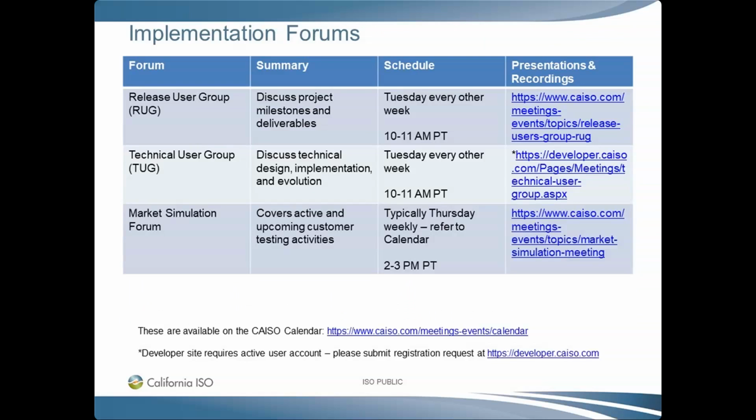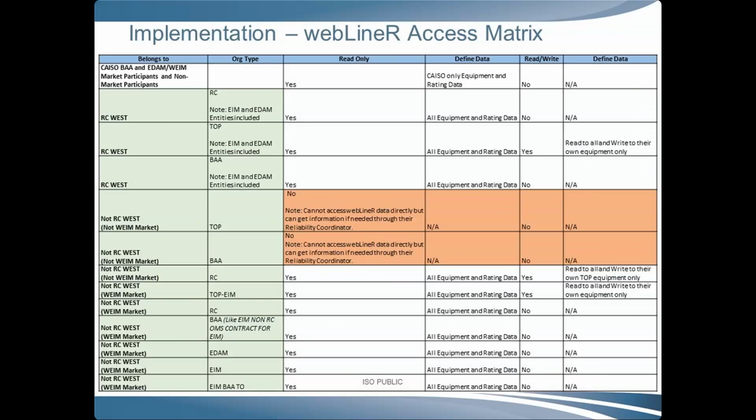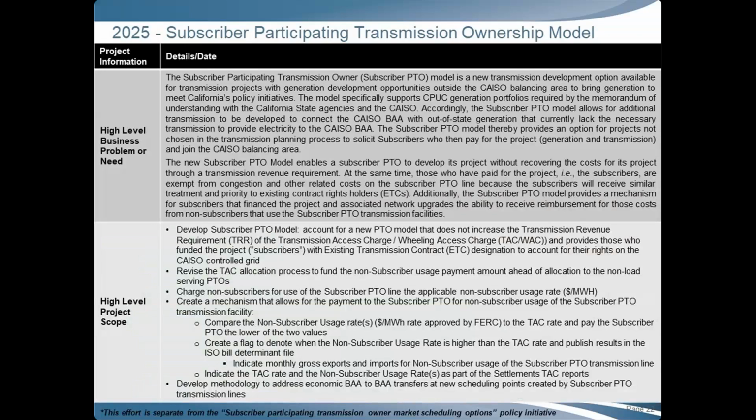And same here. And then these are just ways to get engaged and stay engaged for this implementation. And then the different WebLine R interfaces and references that are available here. We also have the WebLine R access matrix. I'm going to move on to the subscriber PTO model.